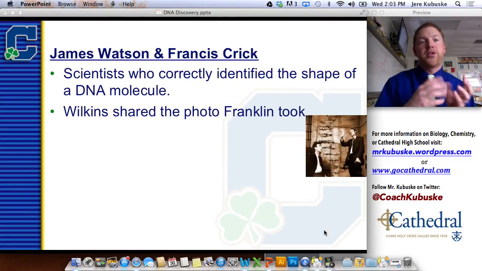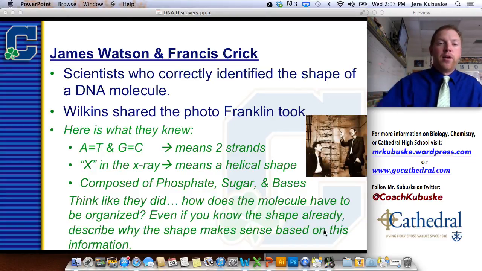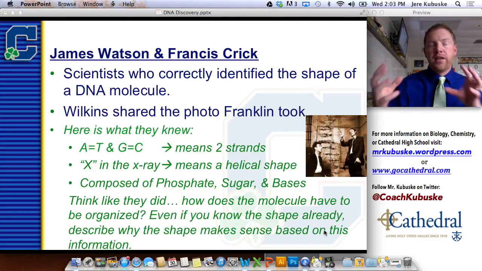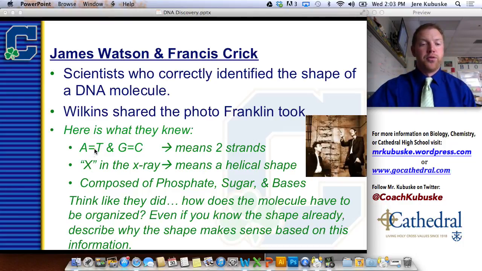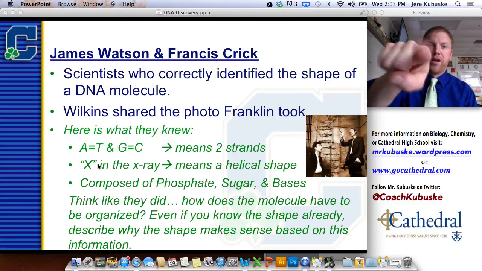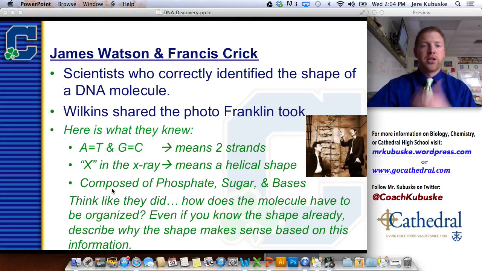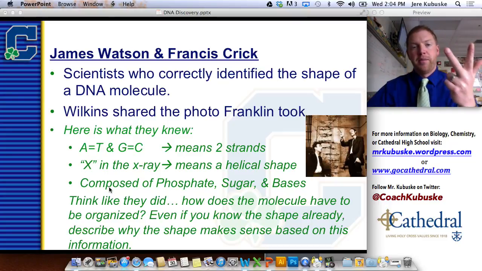So Wilkins takes this picture and he goes to these other 2 colleagues of his, James Watson and Francis Crick, who are also working on the shape of the molecule of DNA. And we credit them with being the scientists who correctly identified the shape of the DNA molecule. Now, how they did it was they took the pieces of all these different experiments as like pieces of a puzzle and put them all together. They used Chargaff's rules, A to T and G to C, to tell them that it had to have 2 strands. They used the X in that X-ray that Franklin took, and that tells them that it's a helix shape, meaning that it's like a spiral spinning away from you. And they also took the information that it was composed of a sugar, phosphate, and a base, SPB.